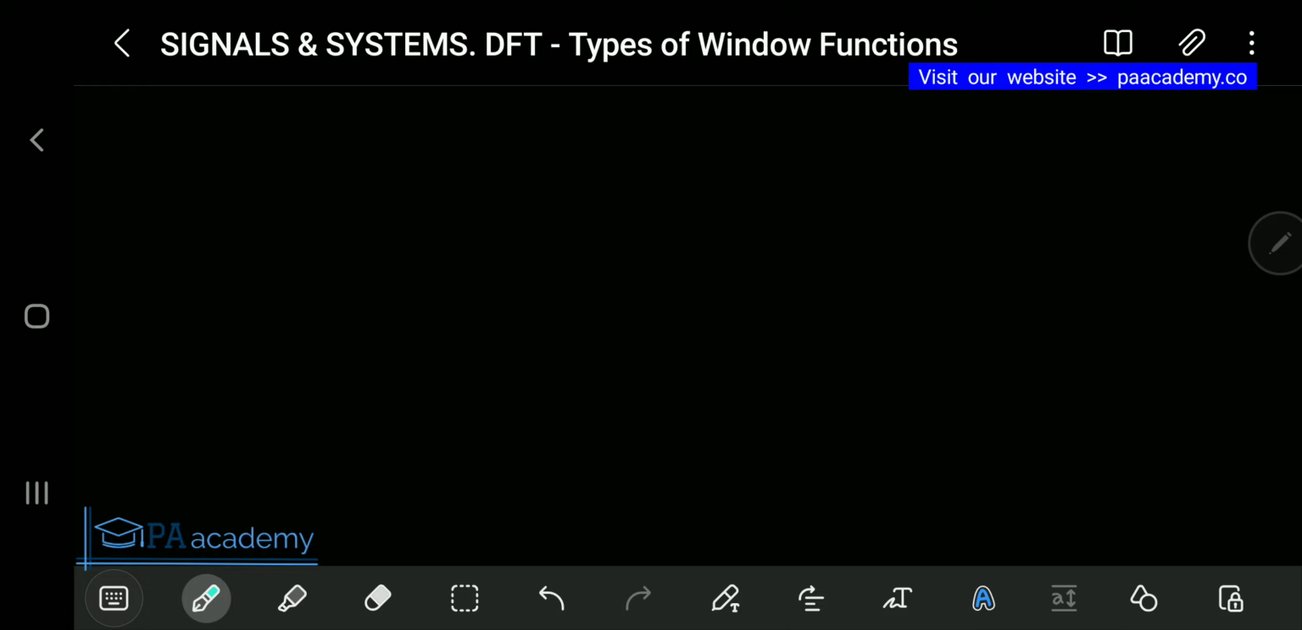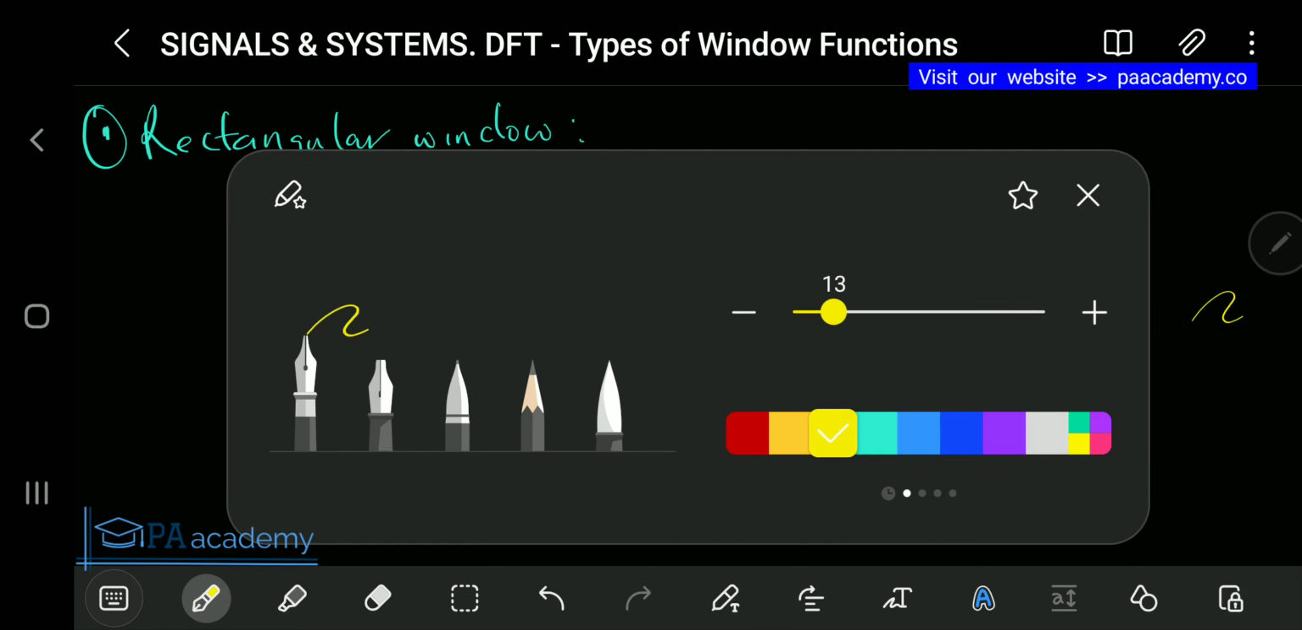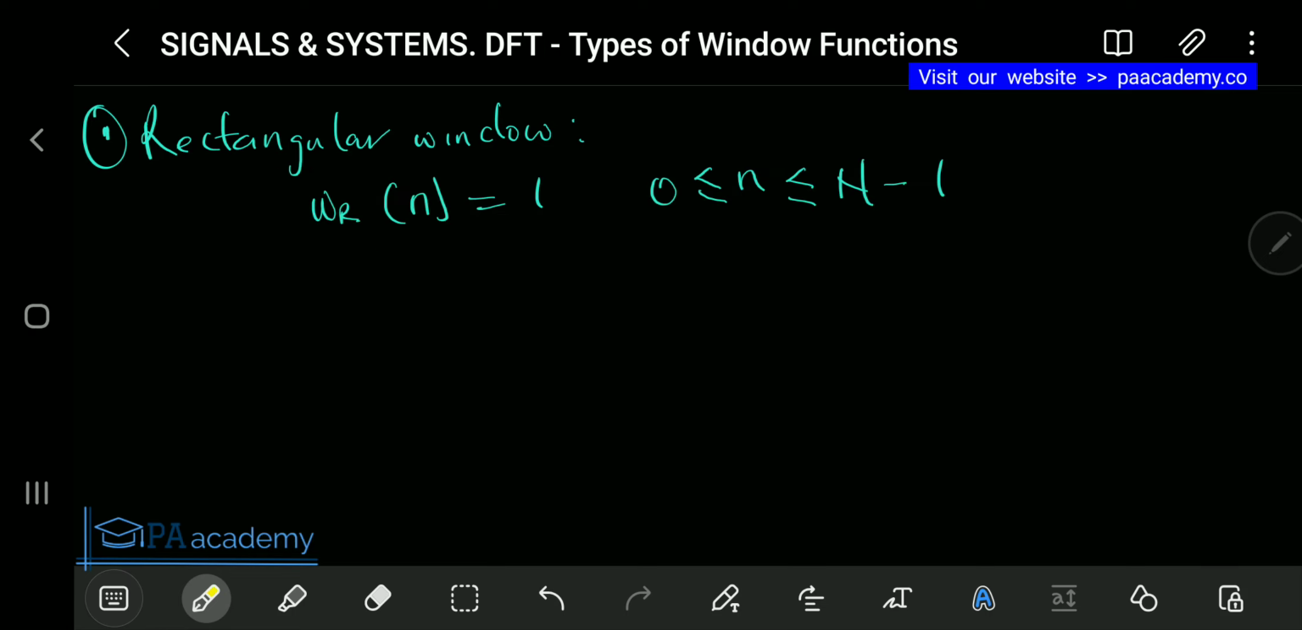So, like I said, we are going to be looking at the types of window functions, and the first one I want to make mention of is the rectangular window. The mathematical expression for it is w(n) equals 1, for 0 is less than or equal to n, less than or equal to capital N minus 1. Don't worry, we are still going to look at the application of some of these formulas or expressions and how to use them to answer questions.